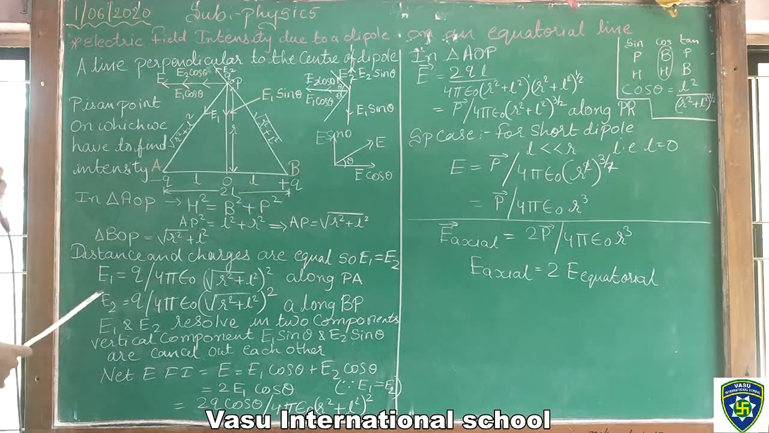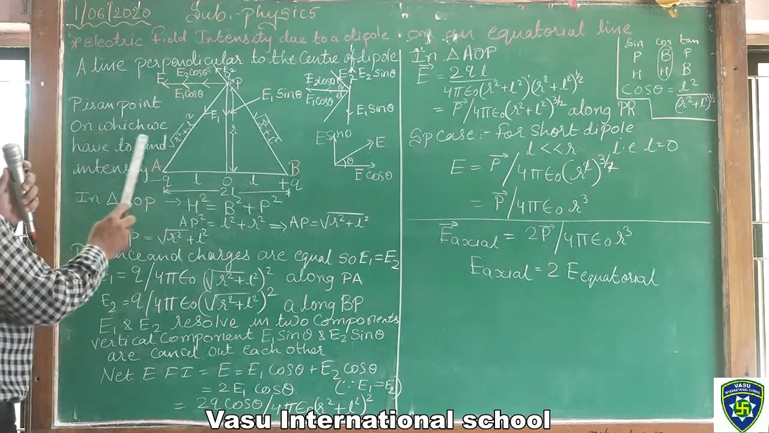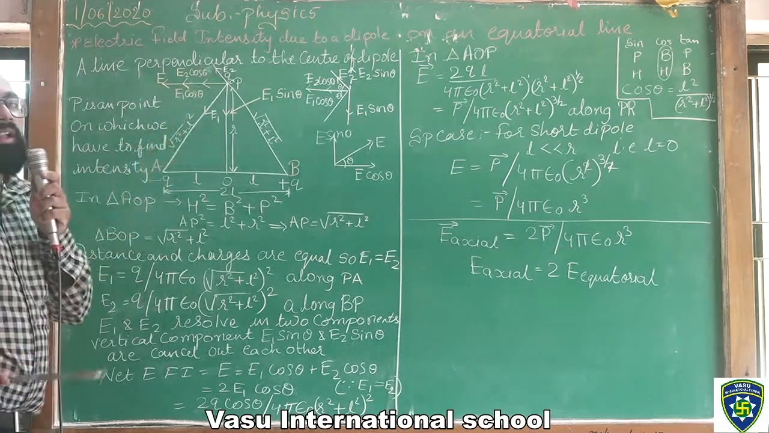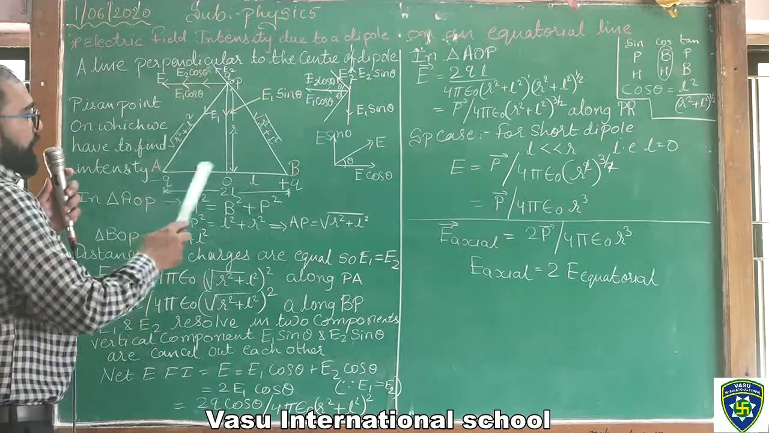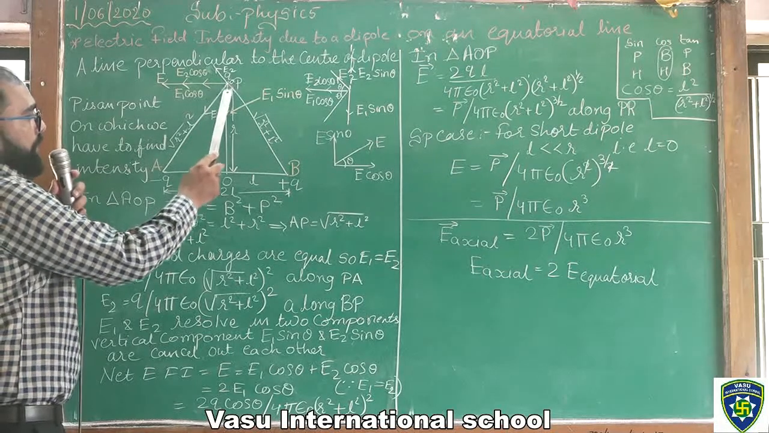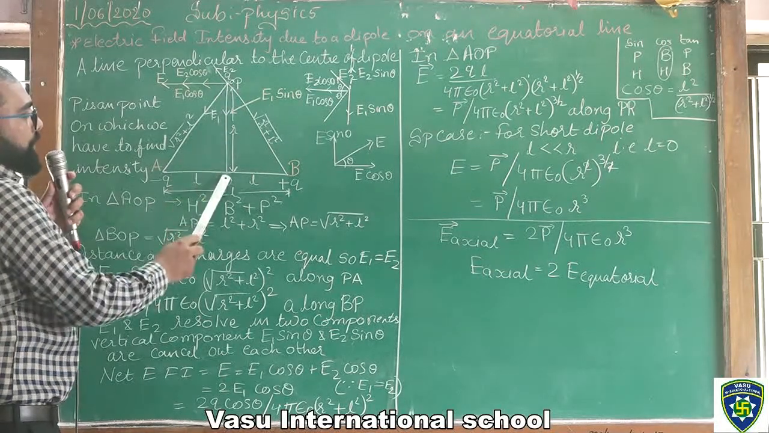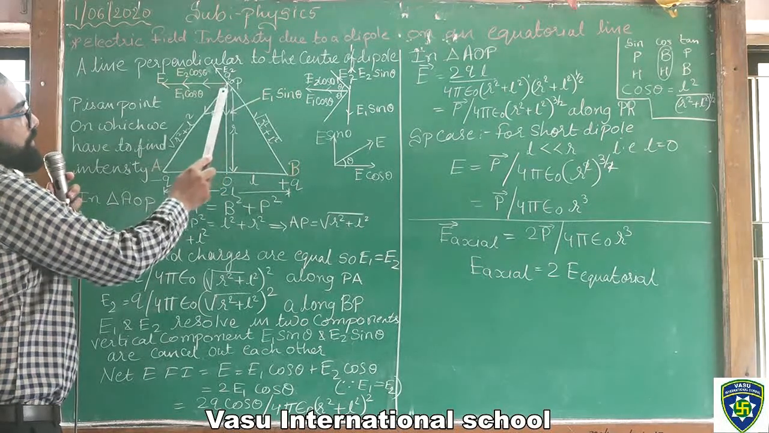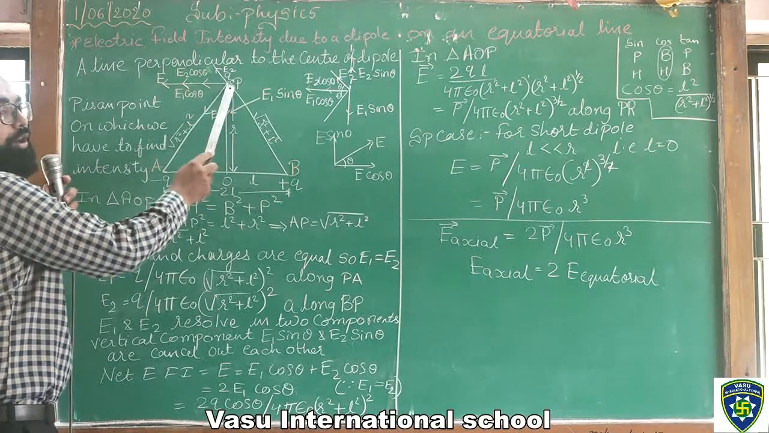Okay. So now here we can see that P is a point at which we have to find the intensity, that is, we have to find the electric field intensity. This is a triangle, A, B and P. Okay. So in between that we have a perpendicular line. So we have to find the electric field intensity at this point. We have taken here Q0.